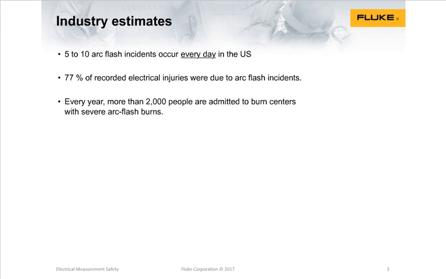We'll cover a little bit about PPE. You're familiar with PPE and the 4 categories of ratings for the arc flash gear that you wear. But in some incidents, that will not keep the arc blast, the molten metal, away from doing harm and injury to someone. So that's where we need to be very, very careful. Every year, more than 2,000 people are admitted to burn centers with severe arc flash burns. It does happen.